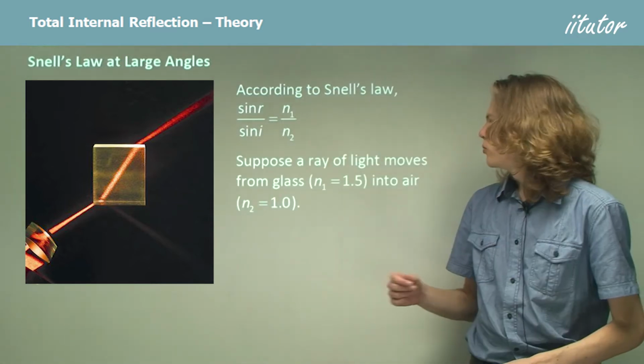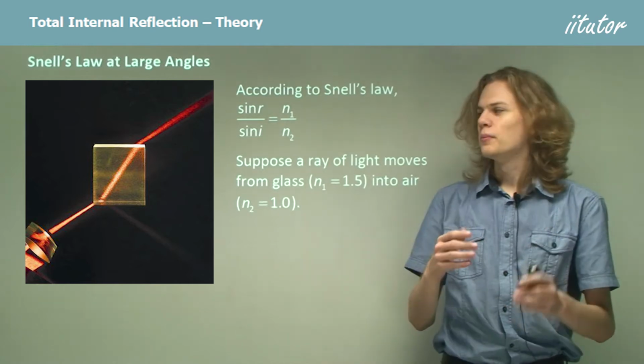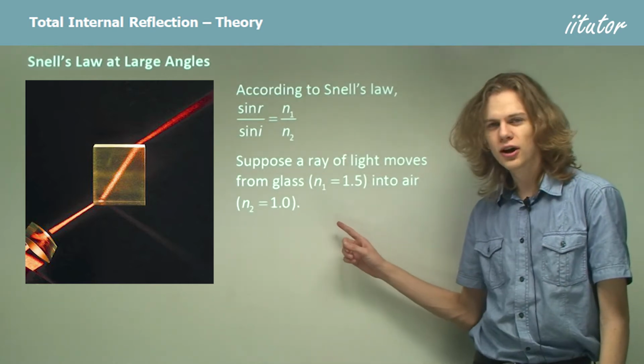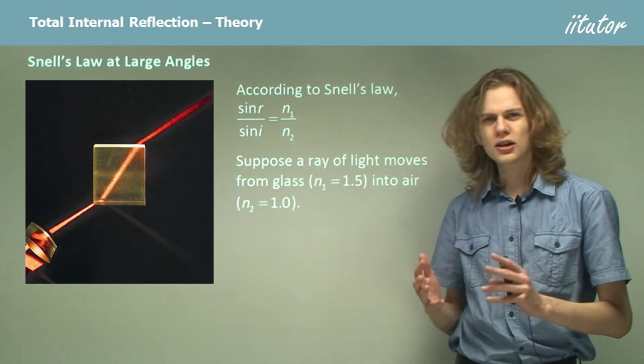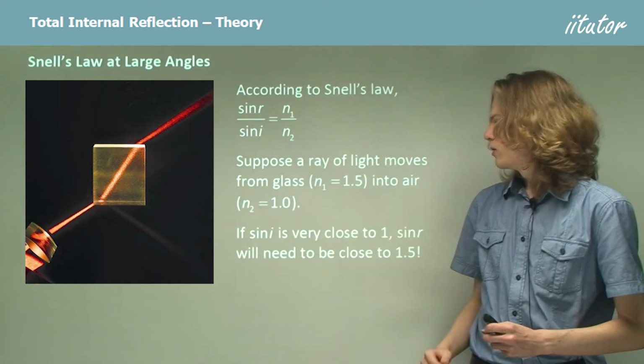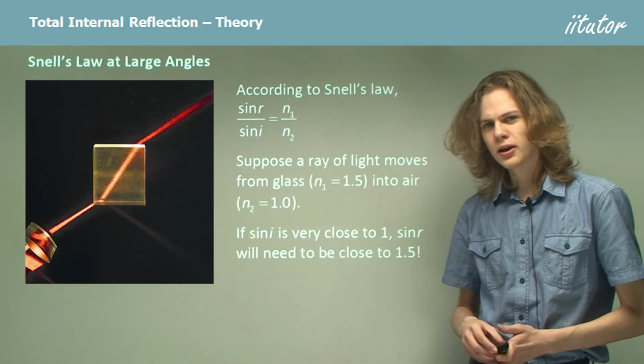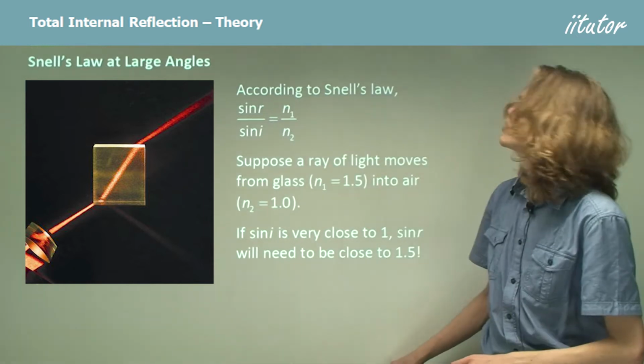What if we had a ray of light moving from glass into air? So that means n1 is going to be 1.5, that's the refractive index of glass, and air is going to be refractive index 1.0. What happens if we set sine i very, very close to 1? Well, we can put it in this equation here, can't we?